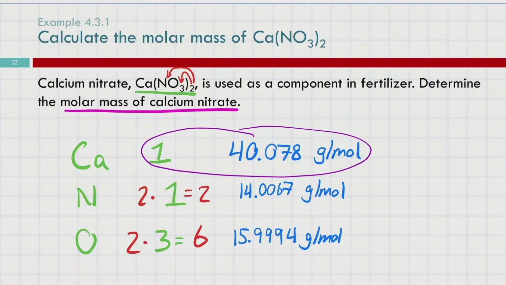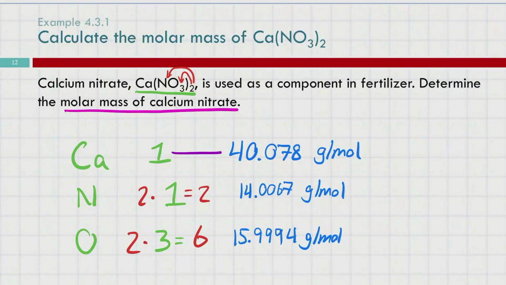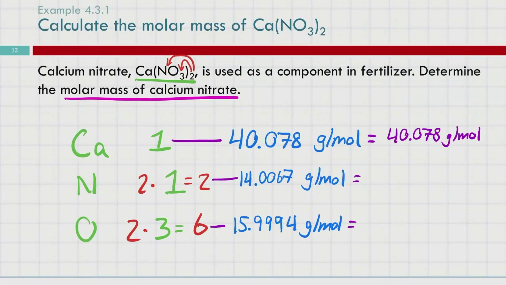And then we multiply these numbers to get some subtotals for each of our elements. You don't necessarily have to do all of these as individual steps. If you don't have a calculator that can put in a lot of things, you might want to keep track of it as you go.